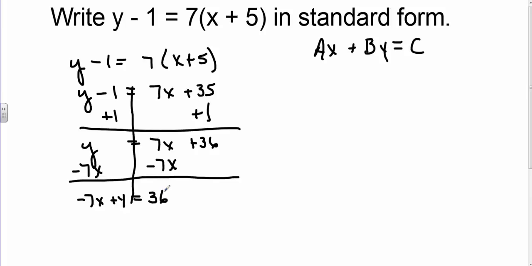Standard form? No, it's not actually, because you can't have a negative for the coefficient of the a. All these pesky little rules. So what we do is we multiply everything by negative 1. And that will get rid of that negative sign in front of the x there. So that gives us 7x minus y equals negative 36. And now we're in standard form.